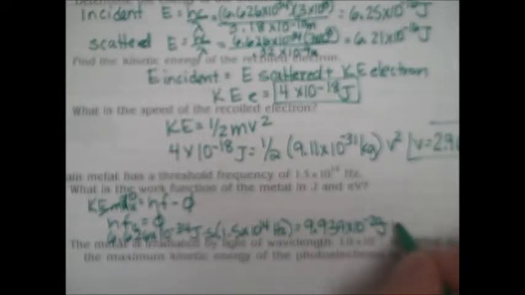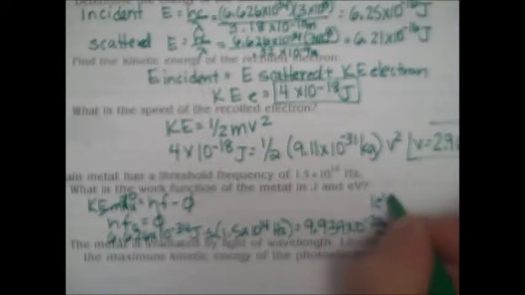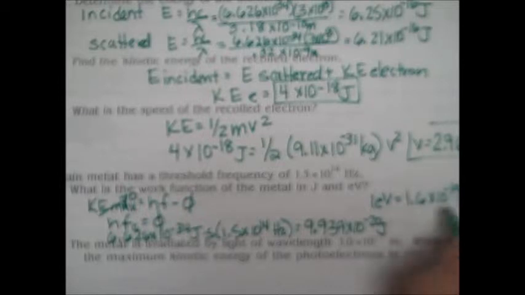And to convert from joules to electron volts, I use the fact that 1 electron volt equals 1.6 times 10 to the minus 19 joules. And so this would equal 0.62 electron volts.